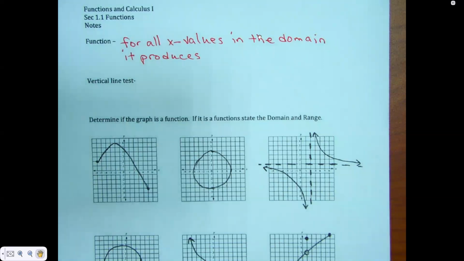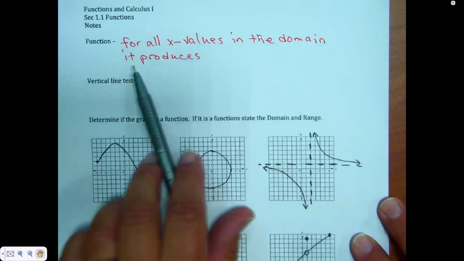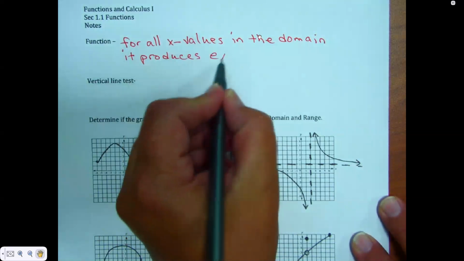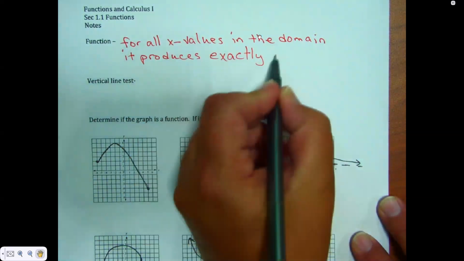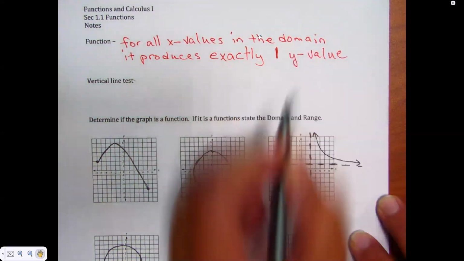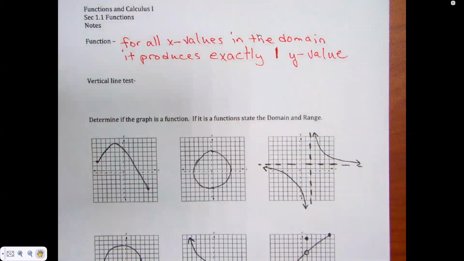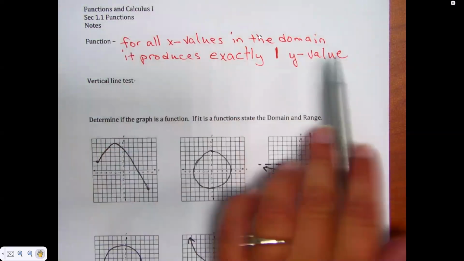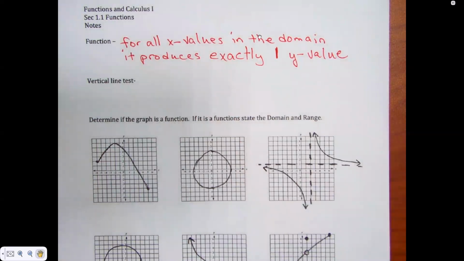We see a ton of functions. We put a number in for x, one number comes out. But we want to make sure it's exactly one number. So for all x values in the domain, it produces exactly one y value. We only want one thing coming out. If nothing comes out, then that x value isn't in the domain, and that's okay too. But if something does come out, we only want one value.